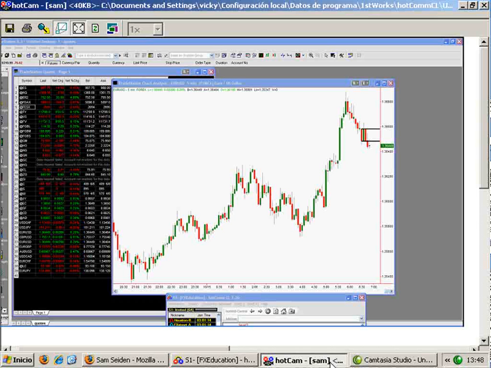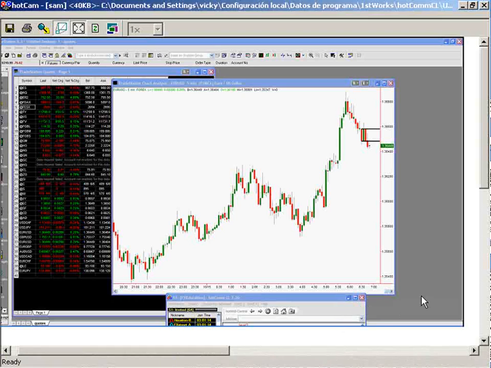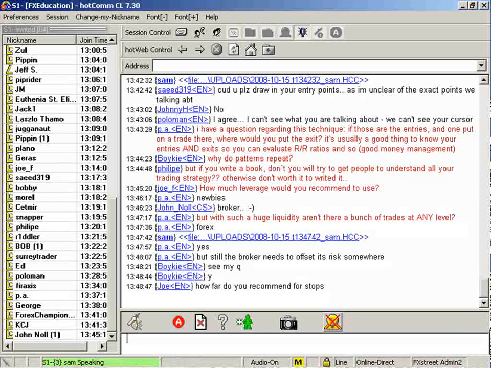Let me see, Boyke. Why do patterns repeat? Is that the question you're talking about? Sorry about that, I missed that one. Well, every demand and supply level, every pennant and flag is there because of the prior one's existence. Take a look at the chart here. Did you see how we're breaking down out of this little cluster of trading we just had? Everybody see that on the chart? Those two lines I drew in? It looks like prices are maybe going to break down out of that area.